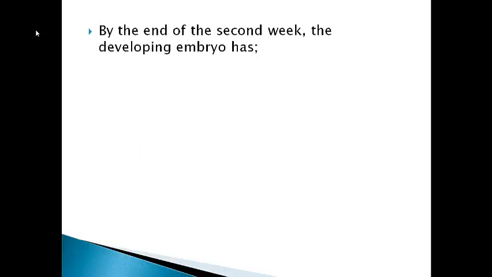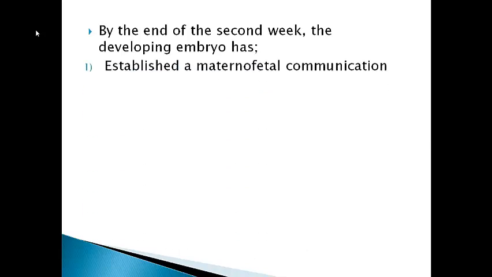Okay, so just a quick recap. By the end of the second week, the developing embryo has the following features. It has established a maternal-fetal communication. If you guys remember, we had the appearance of the network in the syncytial trophoblast layer, and the maternal capillaries kind of opened into those spaces, and then the blood just fused into that network. It has two cell layers. Remember, we called it the bilaminar germ disc, and it was made of the epiblast and hypoblast.